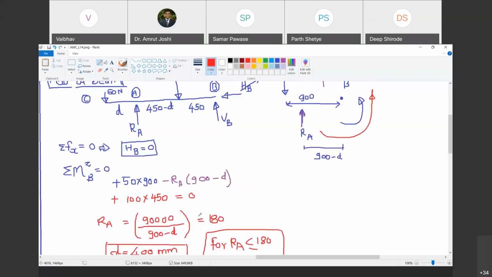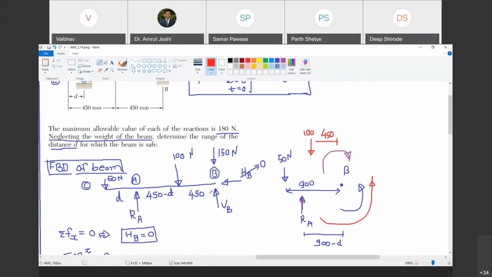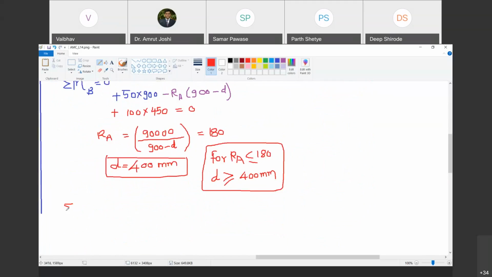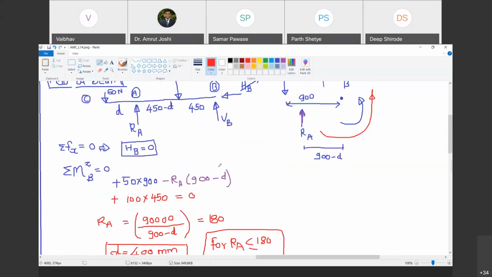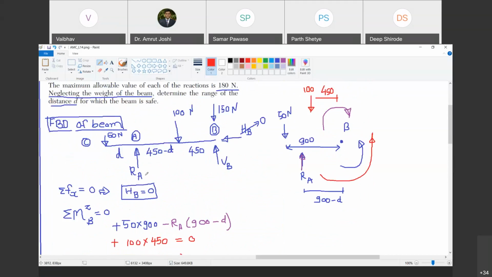So now, what about RB? ये तो एक कंडीशन मिल गया. Now what about VB? VB के लिए क्या करेंगे आप? Now you apply summation Fy equal to 0. कैसे लिखना पड़ेगा? -50 -100 -150. Do you agree? -50 -100 -150. Are you with me? Plus RA plus VB.